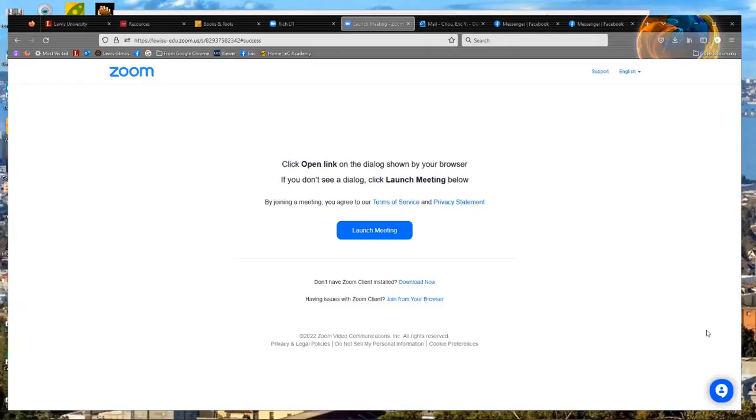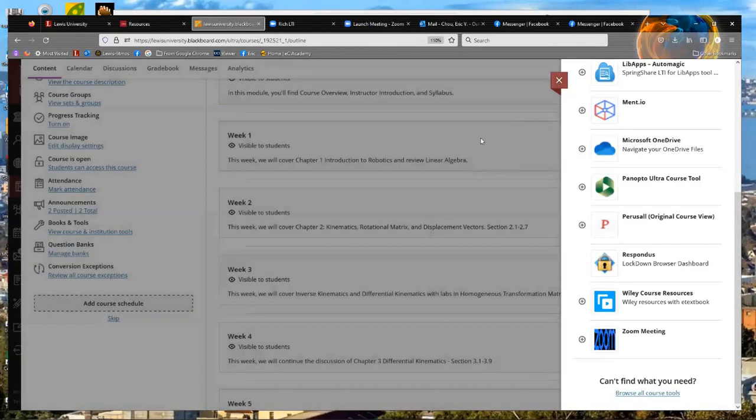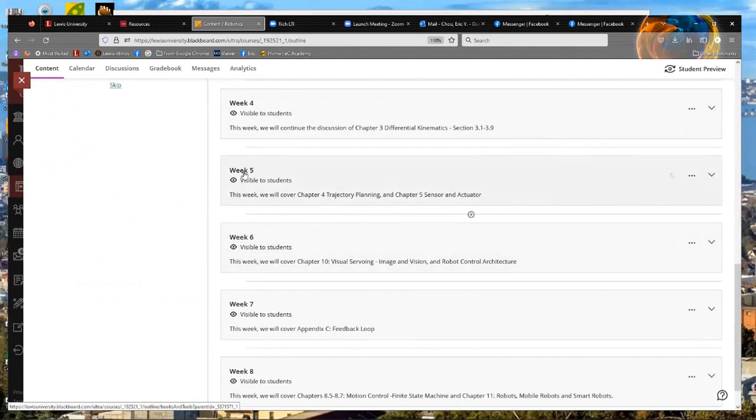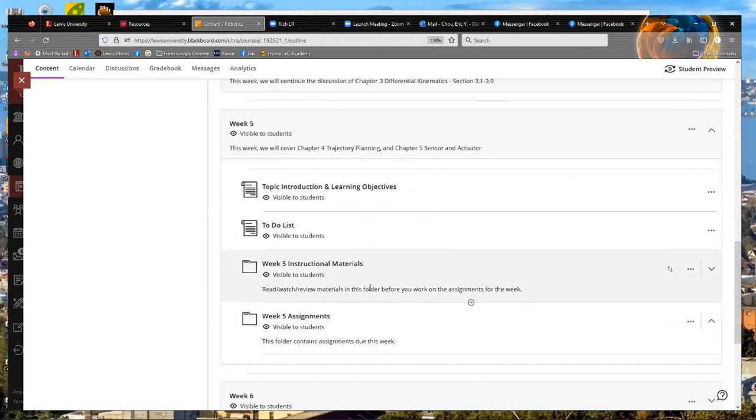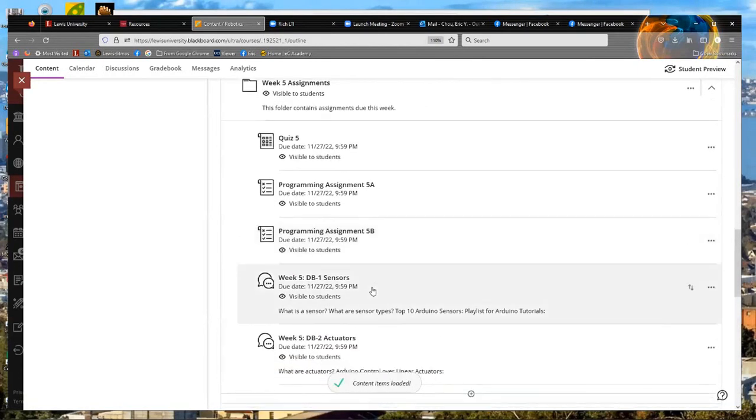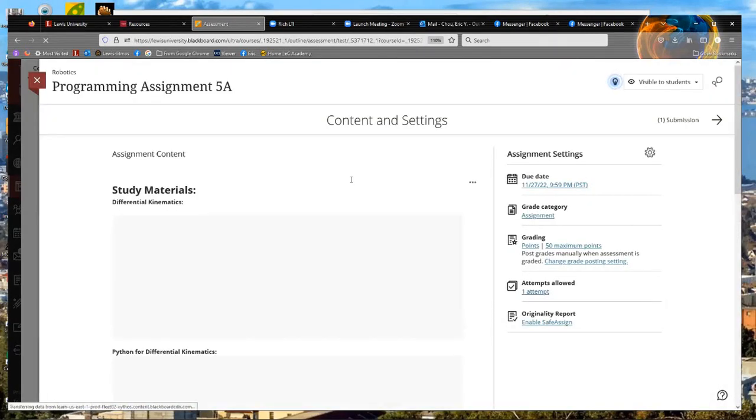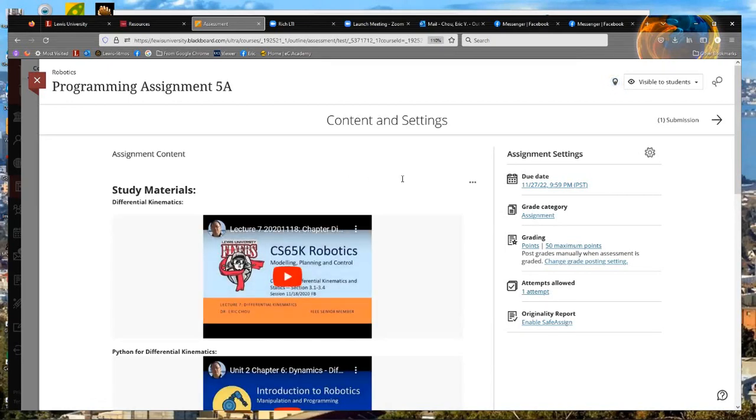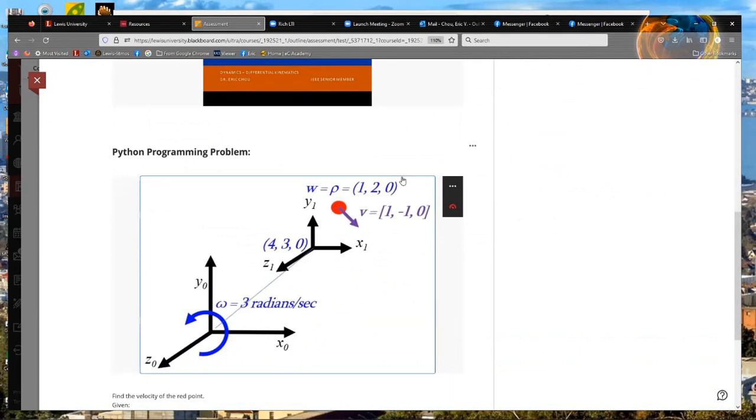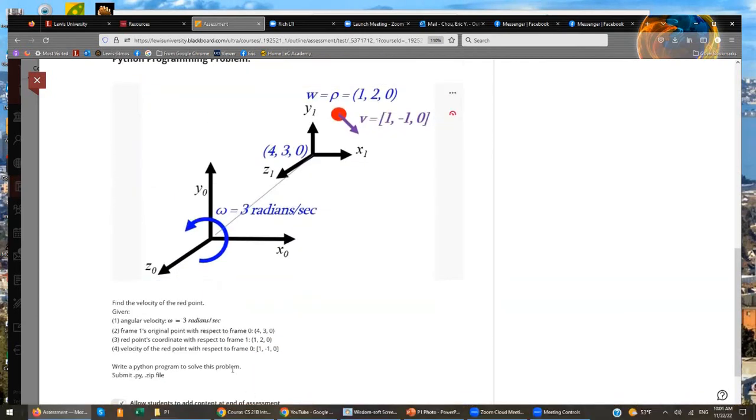No. I was mostly just wondering if you'd be able to go over both assignment 5A and 5B, since we won't have class on Friday. Oh, okay. 5A and 5B. Oh, there are two programming assignments this week. Yeah. One is differential kinematics. Okay. So this one, if you look at it, is pretty much the same as the lab, just use the function that we give you. That should be enough.